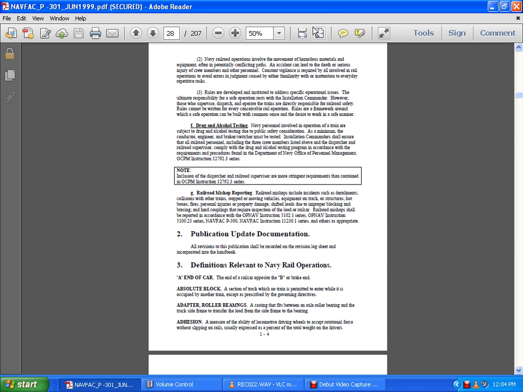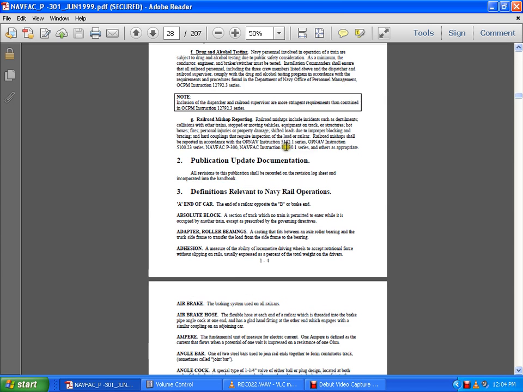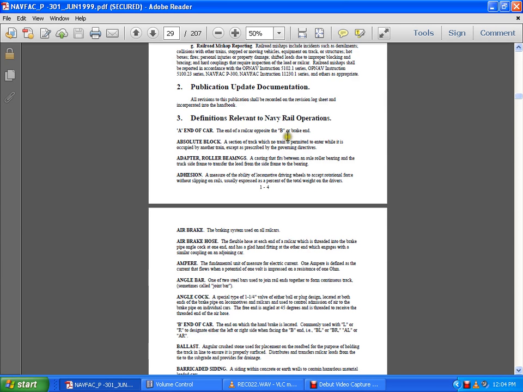Adhesion: the measure of the ability of the locomotive driving wheels to accept rotational force without slipping on the rails, usually expressed as a percent of the total weight of the drivers.